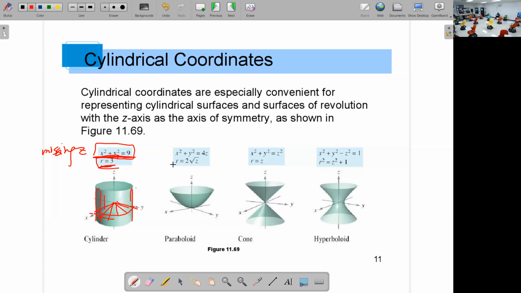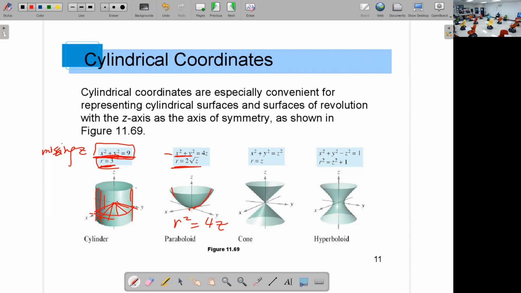If we're dealing with this one, now you see that R is a function of Z. When Z is equal to 0, we are at the origin. As Z increases, R increases. That is in fact a function, and if you square both sides, you can see how we get from the rectangular to the cylindrical or vice versa. R squared is equal to 4Z, and R squared is x squared plus y squared. You can see how you can go from one system to the other system.